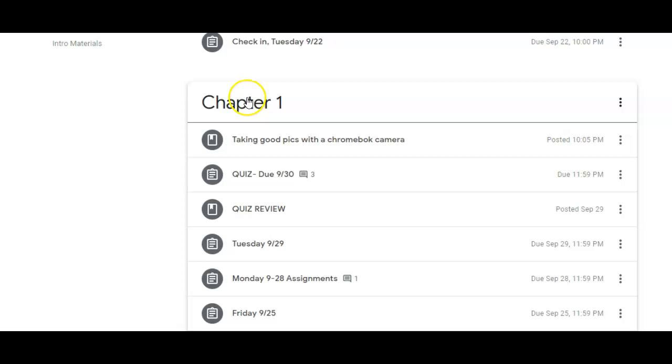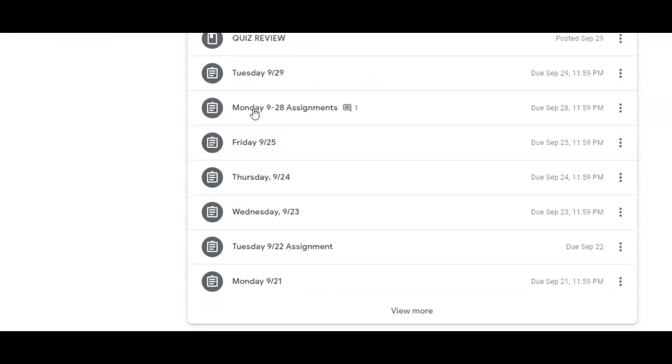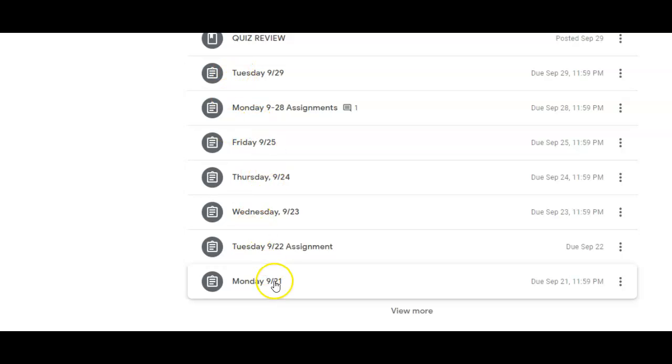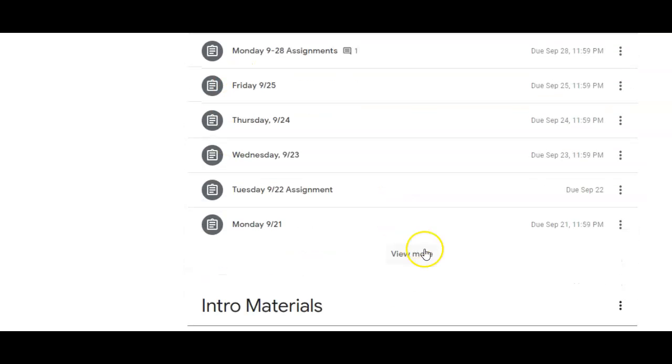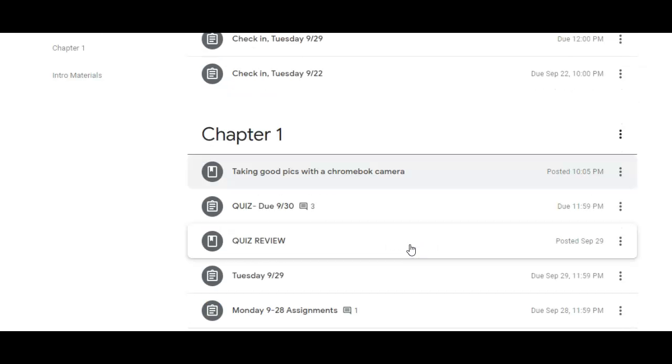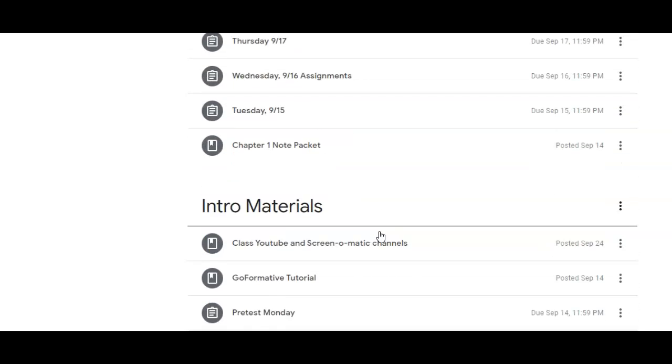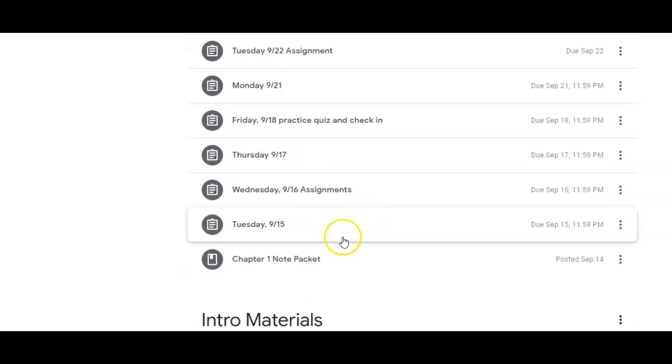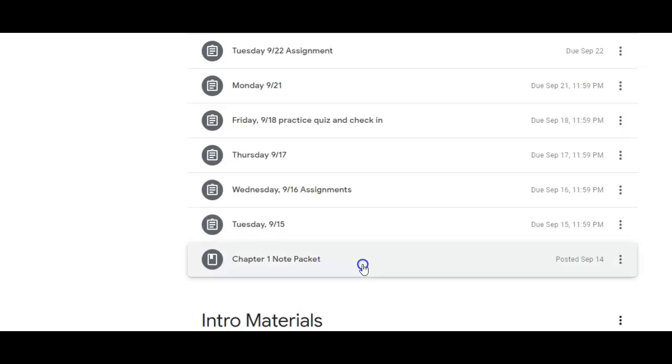Okay, chapter 1. In our classwork, go into chapter 1, scroll down. I don't see it here, I don't see it here. Wait a minute. Written right here, big huge letters, view more. Sometimes it's just slowing down and looking for things. I click view more, and all of a sudden, there's a whole other week's worth of stuff, including the chapter 1 note packet.